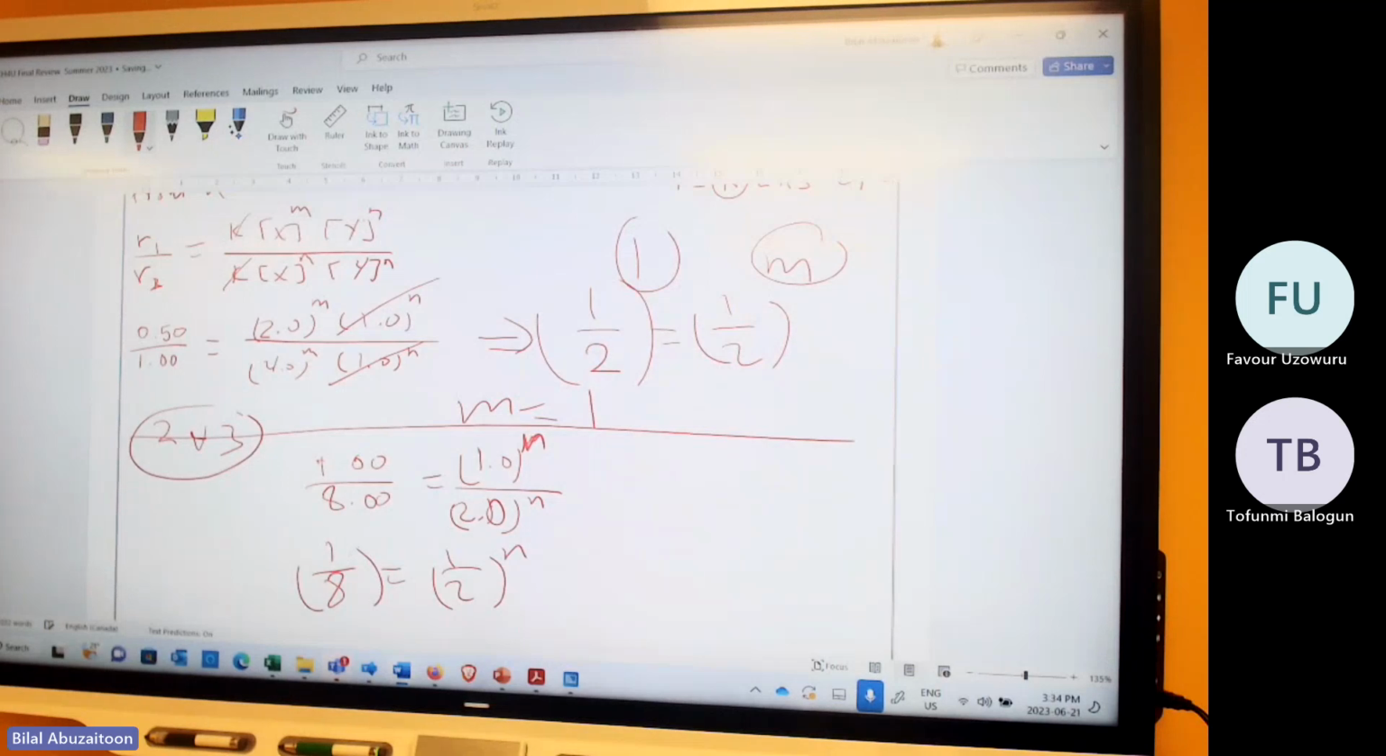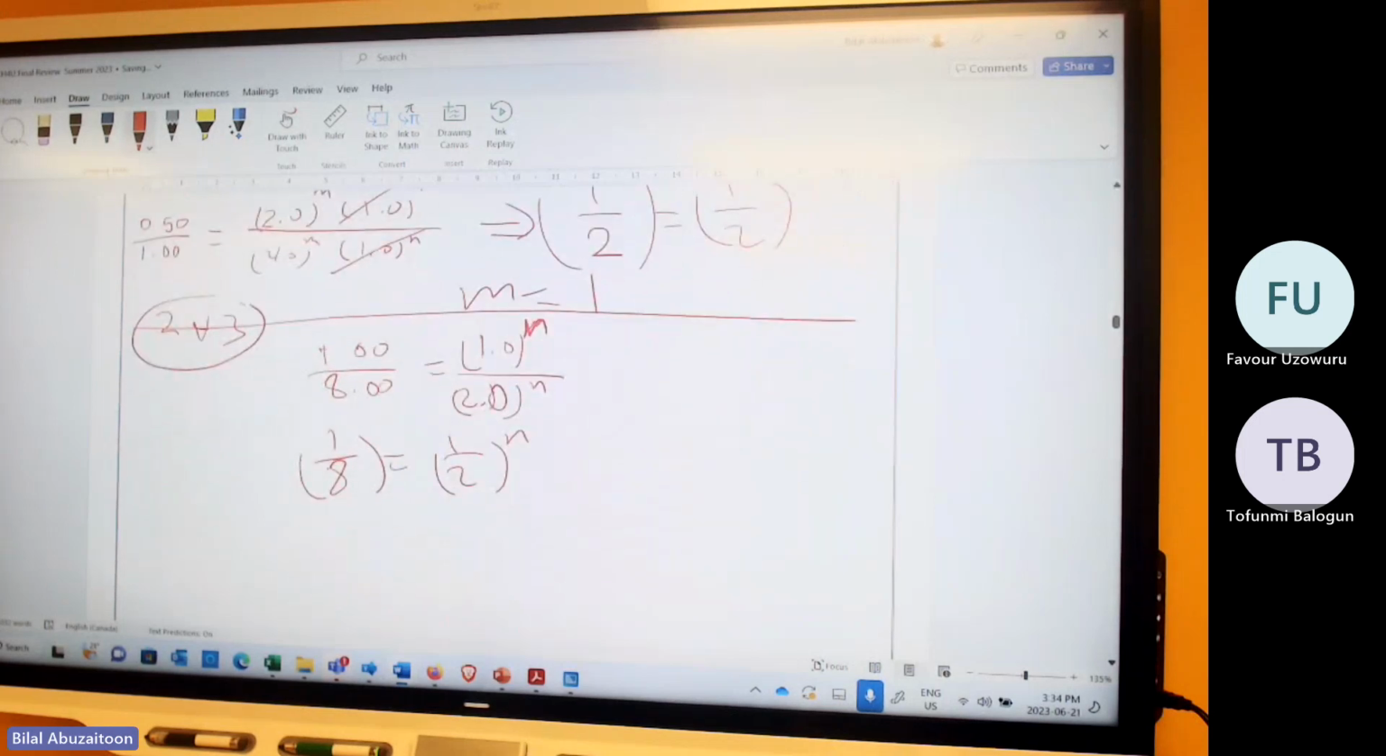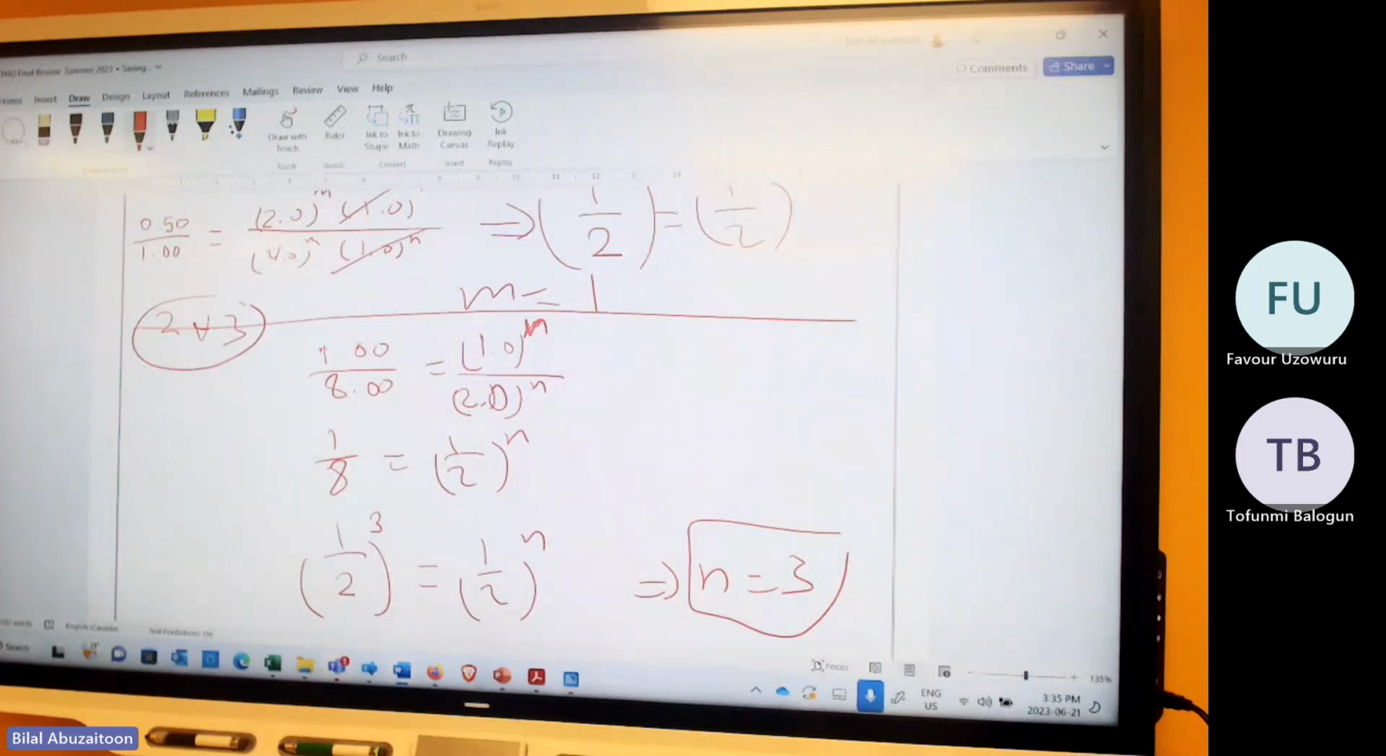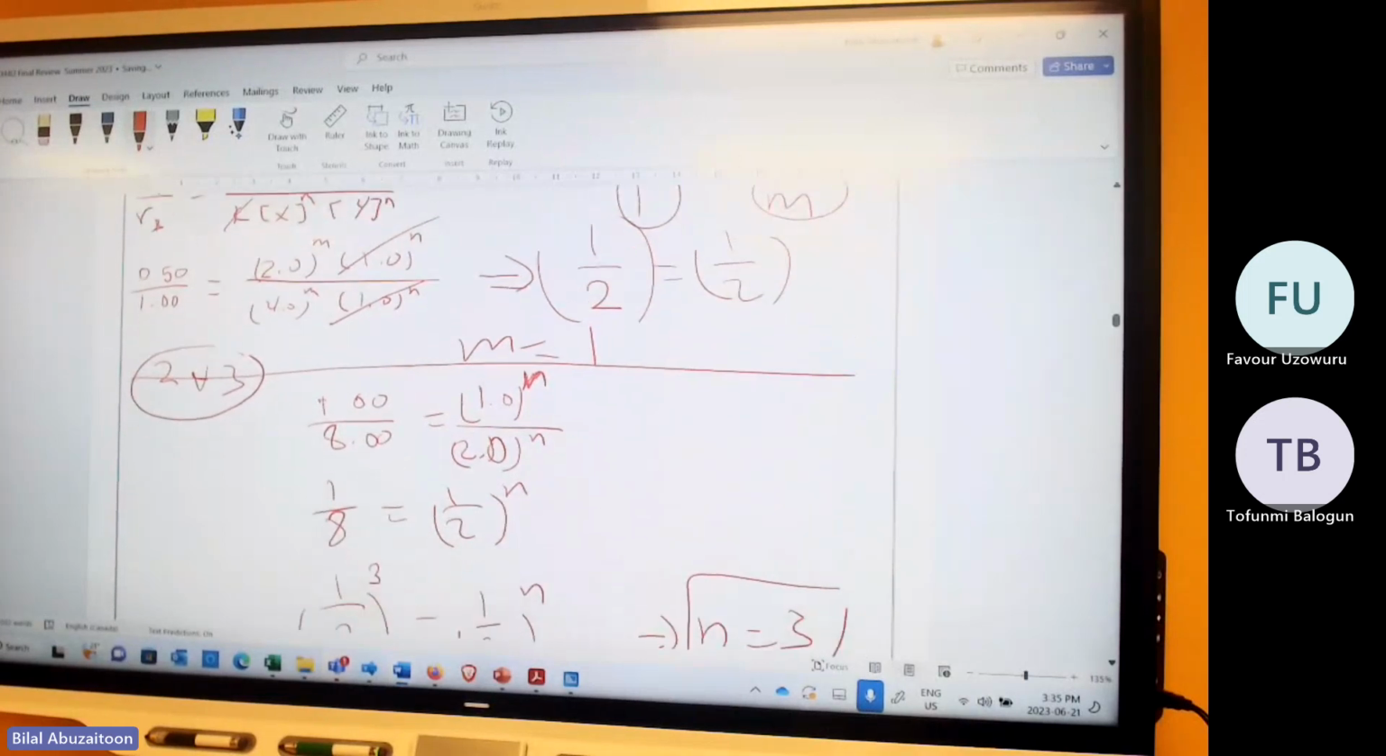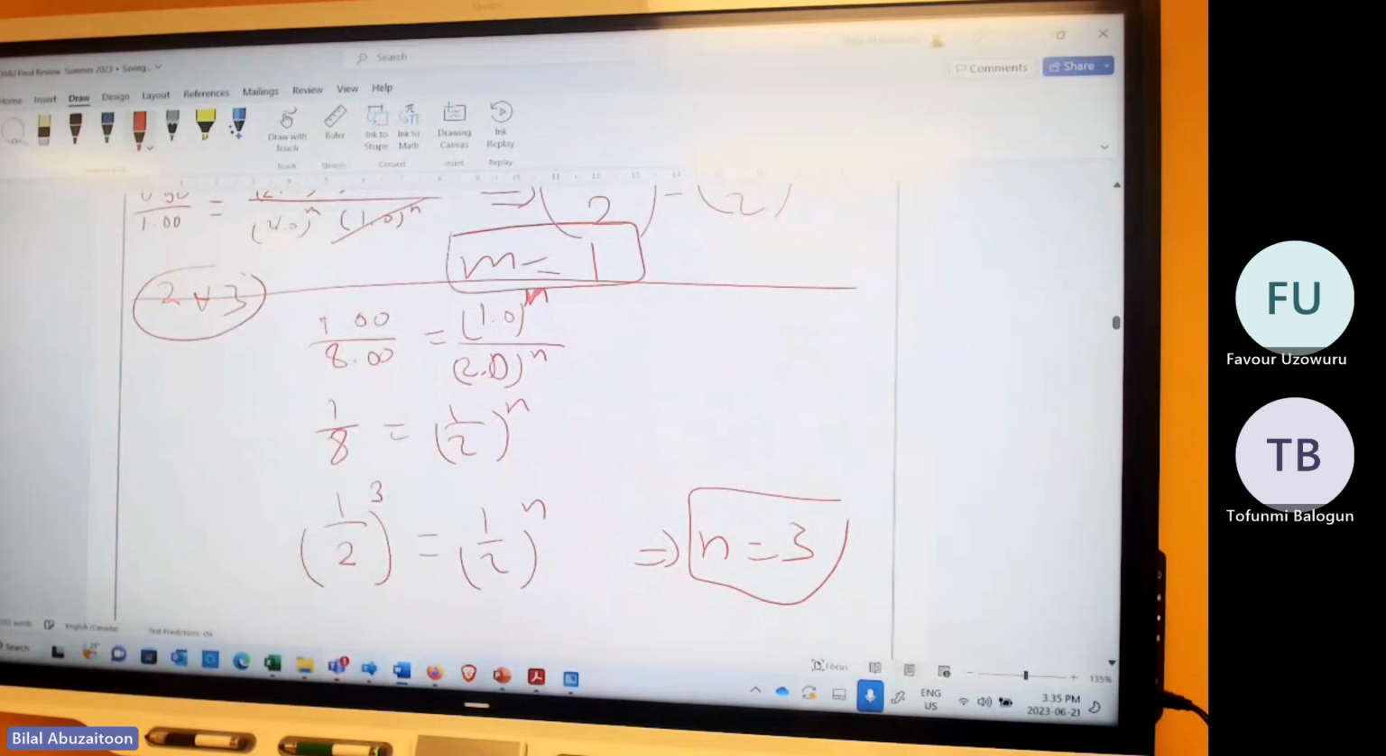So what do you think? How to think about this mathematically? 1/8 equals 1/2 to the power of what? 3, right? This is math, don't blame me. Okay, so we found n and m. So m equals 1 and n equals 3.